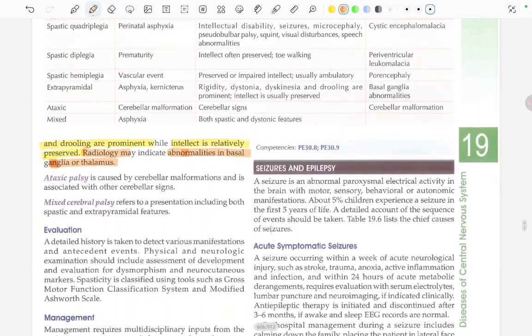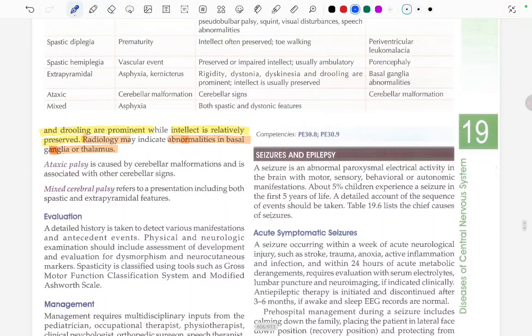Now there is also something called ataxic palsy. Ataxic palsy is caused by cerebellar malformations and is associated with other cerebellar signs also. And then at the last, there is something called mixed cerebral palsy. It refers to the presentation including both the spastic and the extrapyramidal features.